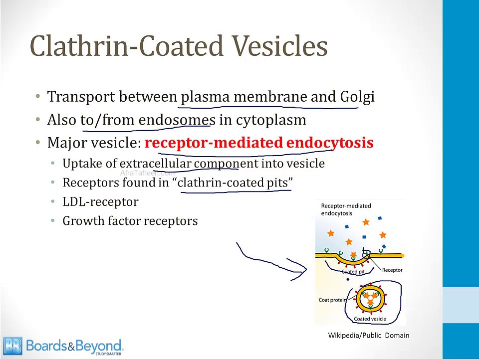You can basically think of clathrin-coated vesicles as the vesicles that move things through the cytoplasm. They move things from the cell surface to the Golgi and from one endosome to another. And for example, you can find clathrin-coated vesicles that carry LDL that has bound the LDL receptor. You can also find clathrin-coated vesicles that carry around growth factors that have bound to growth factor receptors.